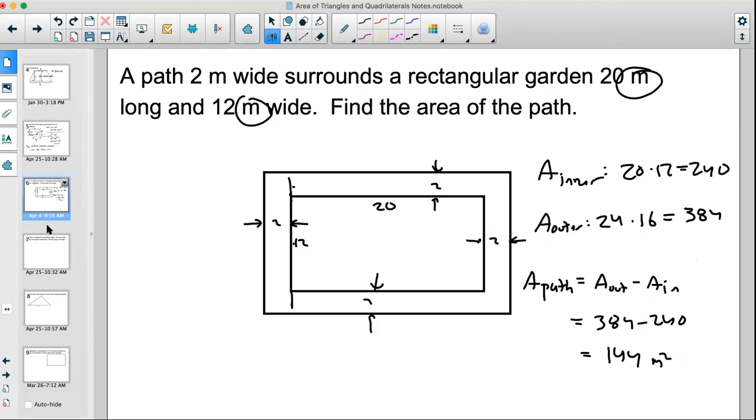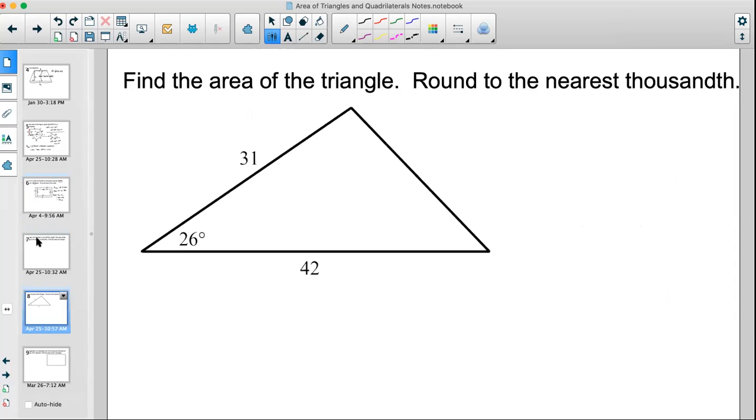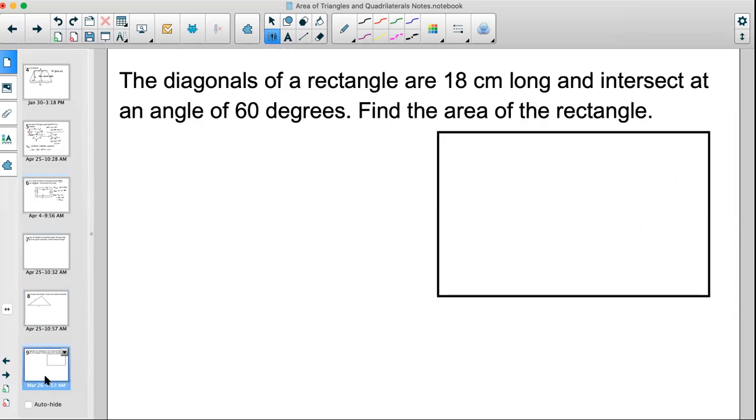And now we move on to the next couple problems. Then we'll save this one for class time.